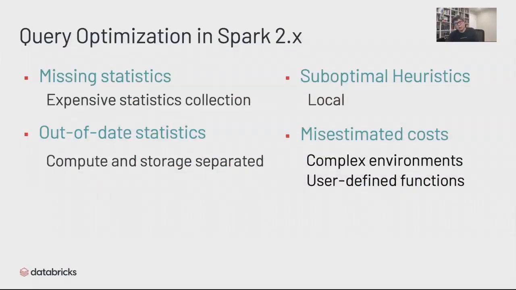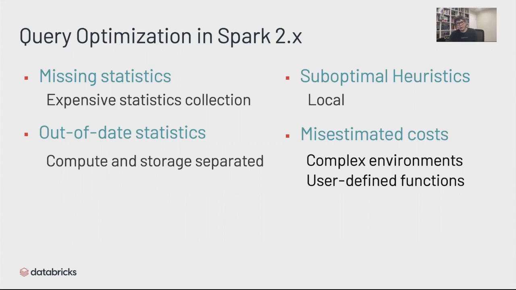However, in most cases, data statistics are commonly absent, especially when the statistics collection is even more expensive than the data processing itself. Even if the statistics are available, the statistics are likely out of date. Because of the storage and compute separation in Spark, the characteristics of the data arrival is unpredictable. The costs are often misestimated due to the different deployment environments and the black box user-defined functions. We are unable to estimate the cost for the UDF.